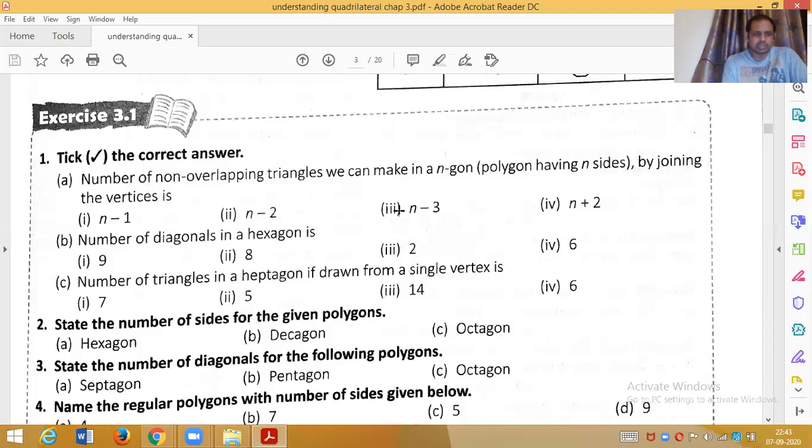See the first question. The number of non-overlapping triangles we can make in an n-gon. N-gon means a polygon having n sides, by joining the vertices. If you read the question 2 or 3 times, then you are able to understand the question. The number of non-overlapping triangles we can make in an n-gon polygon. That means how many triangles we can draw in a polygon without overlapping, right? See, if you understand this by example or by figure, then it is more clear.